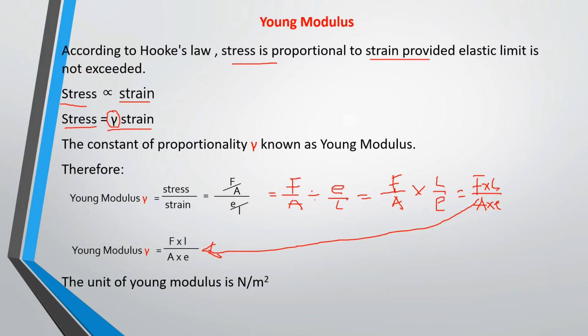If you look at it, the unit of Young modulus is the same as the unit of stress, or the unit of tensile stress. Since strain does not have any unit, the unit of Young modulus is the unit of stress. I hope this is clear and understood. If you understood this, we'll now go straight to solve some problems on this particular topic.